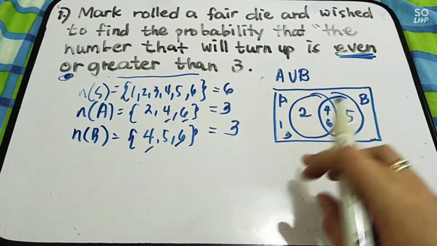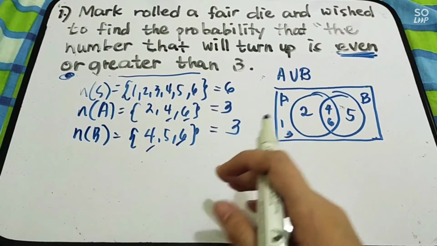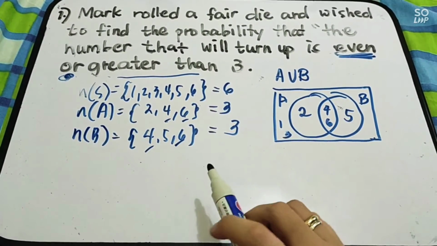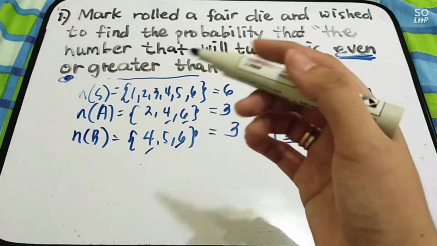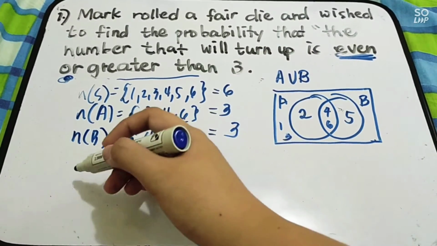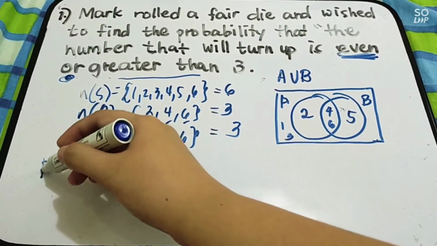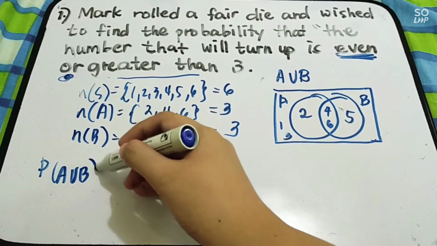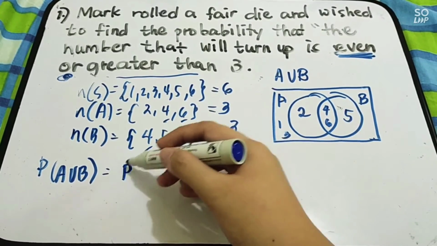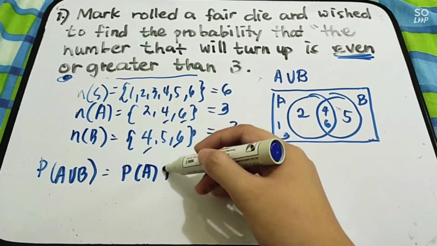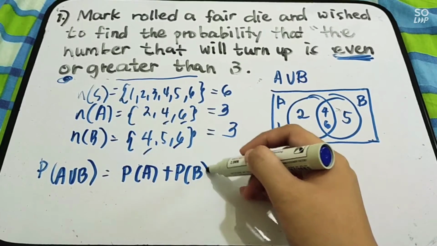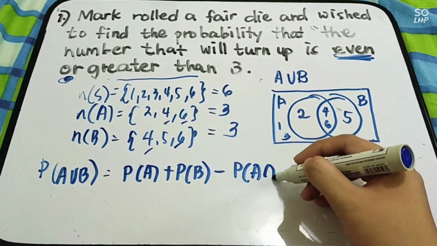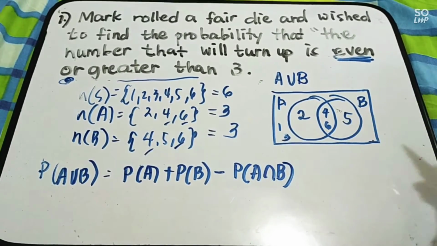Ayan. So, ito naman yung nasa labas kung saan hindi sila kasama dun sa ating union. Now, let us find the probability of the union. Ang formula natin for us to find the probability of union, we have P(A union B) is equal to the probability of A plus the probability of B minus the probability of the intersection of A and B.